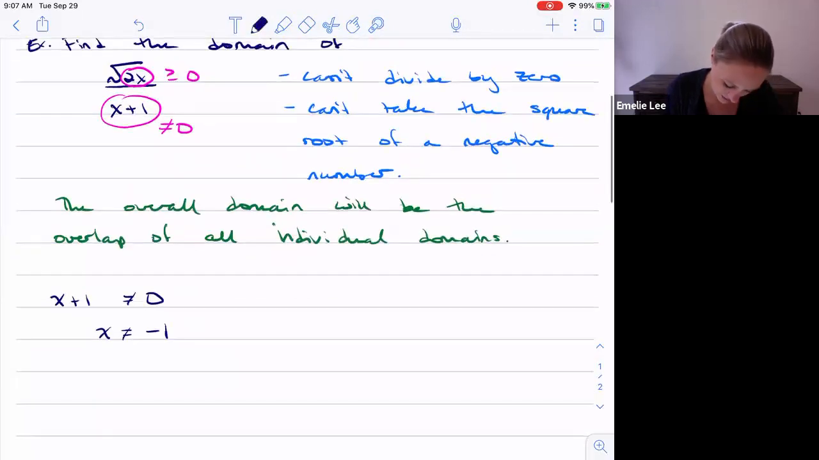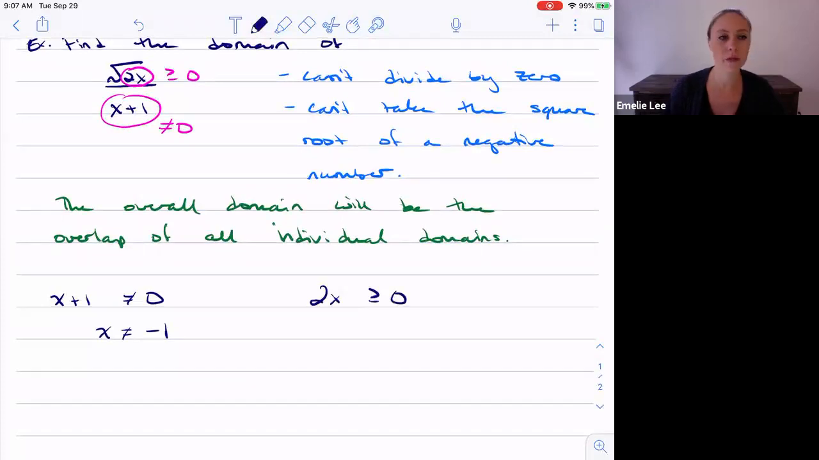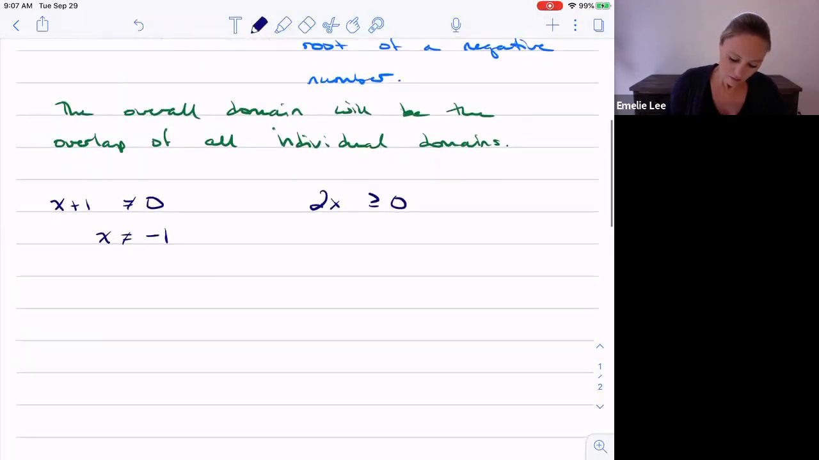And then we said that 2x has to be greater than or equal to 0. Again, just treating the greater than or equal to as an equal sign, to get x on its own, we would divide by 2 on both sides. So 2x divided by 2 puts me at just x. 0 divided by 2 is still 0. So I get x must be greater than or equal to 0.